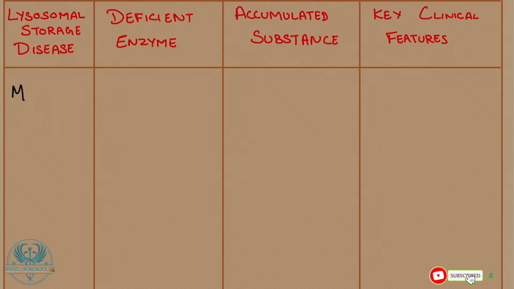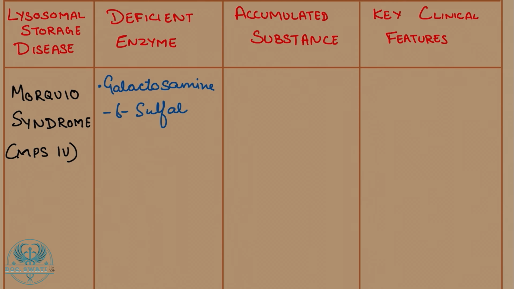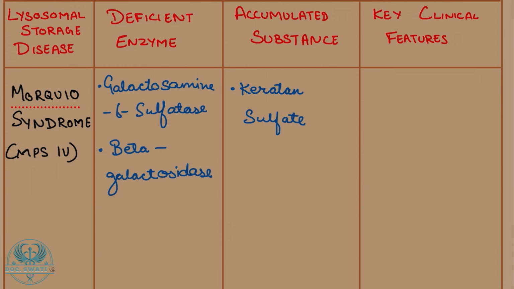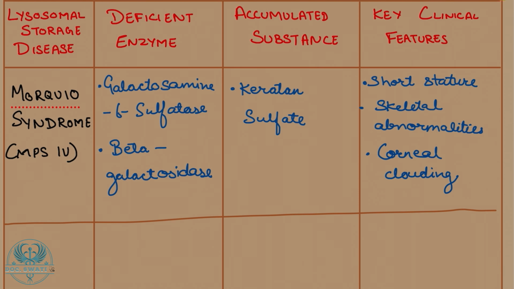Now let's move ahead and talk about Morquio syndrome, MPS4, which is caused due to the deficiency of galactosamine 6-sulfatase and beta-galactosidase. There is an accumulation of keratan sulfate. The key clinical features include short stature, skeletal abnormalities and corneal clouding.